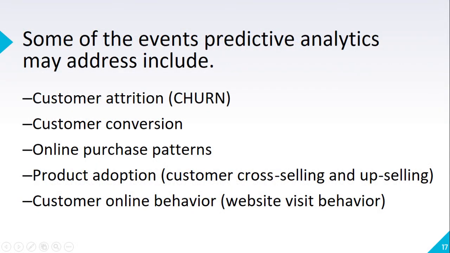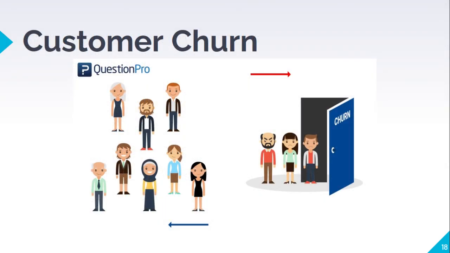Some of the events predictive analytics may address include customer churn or customer attrition, customer conversion, online purchase patterns, product adoption, which is the cross-selling and the upselling, and also the customer online behavior. Customer churn is when an existing customer suddenly stops or cancels his plan or subscription from a certain company, or when the customer decides not to renew his plan after finishing his contract or subscription.